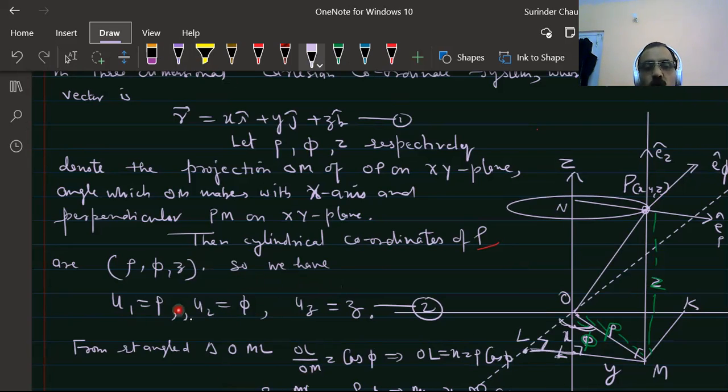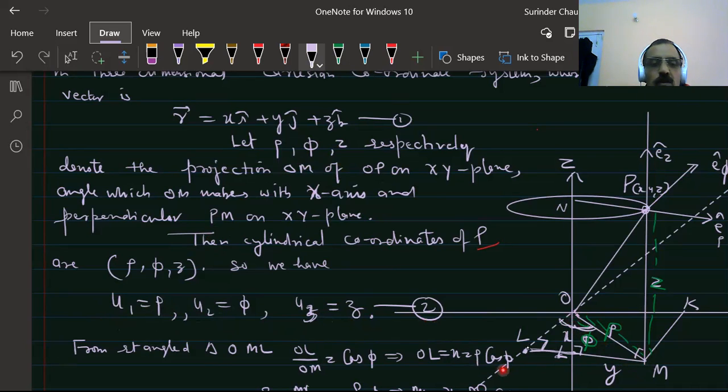Now the surfaces. x, y, z were the Cartesian coordinates. Now the curvilinear coordinates of the point P, here the cylindrical coordinates. In the curvilinear coordinates we have u1, u2, u3 as independent variables which are partially differentiable. Now in cylindrical coordinates, u1 will be rho, u2 will be phi, and u3 will be equal to z.